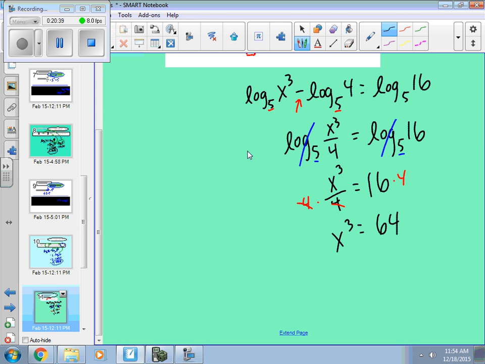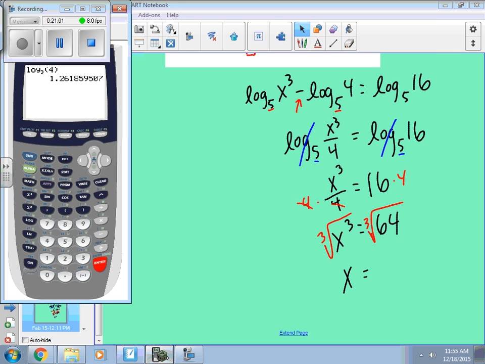Okay, now when you're undoing power of 3, it's going to be a root. Don't do square root though. Square root undoes power of 2. If we want to undo power of 3, we need to do cubed root. Undoes that. So on the left side, cubed root of x cubed is just x from what we did in previous lessons. Now we got to do cubed root of 64.